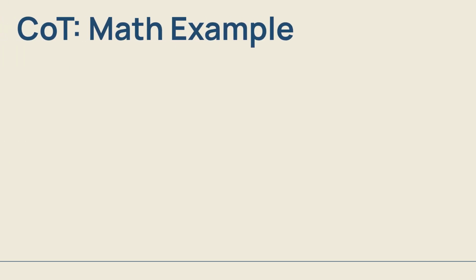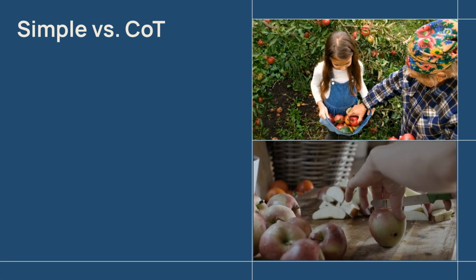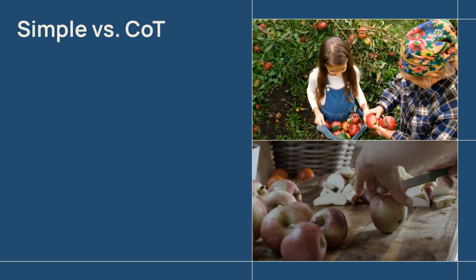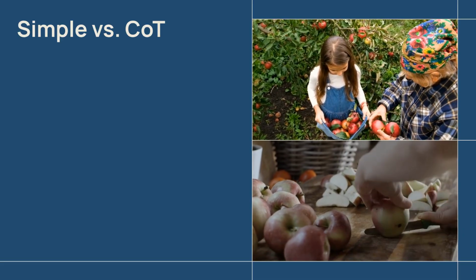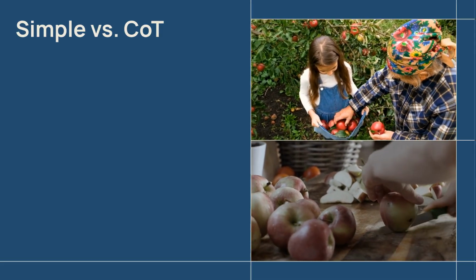Let's look at a concrete example using a math problem. This is a common area where LLMs can benefit greatly from chain of thought prompting. Here's a simple prompt for a math problem. The LLM might struggle to get the correct answer directly, but with chain of thought, we provide examples of how to break it down. Notice the difference in the approach.